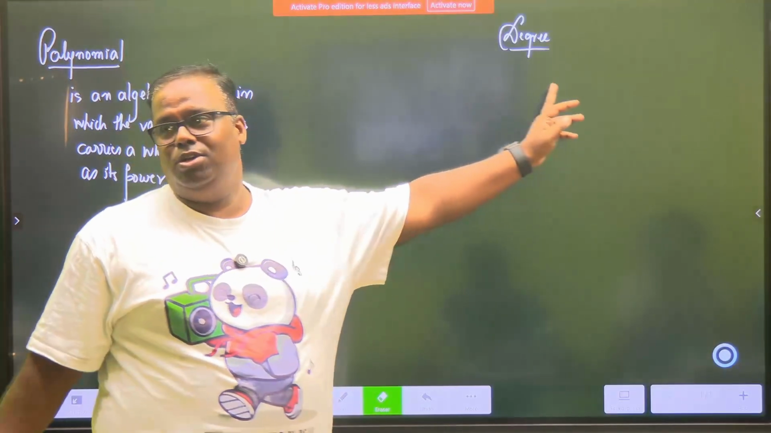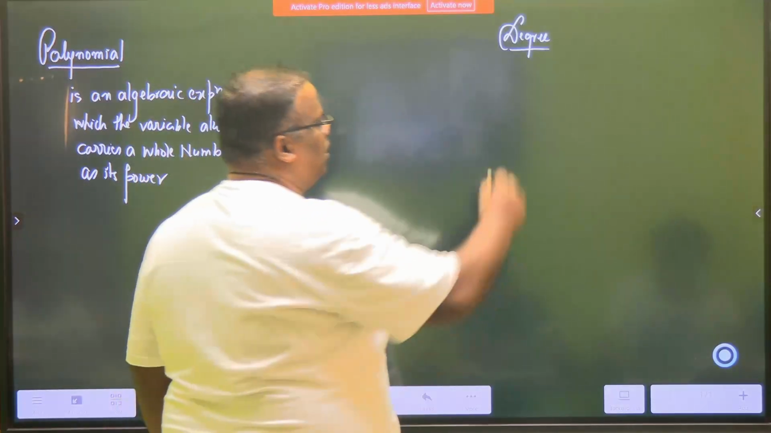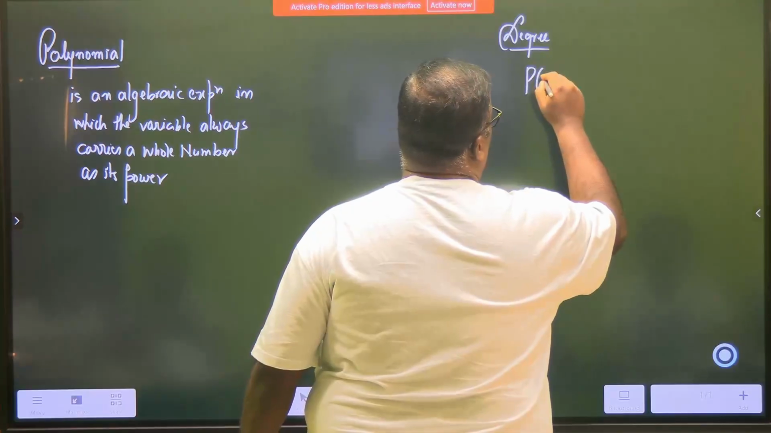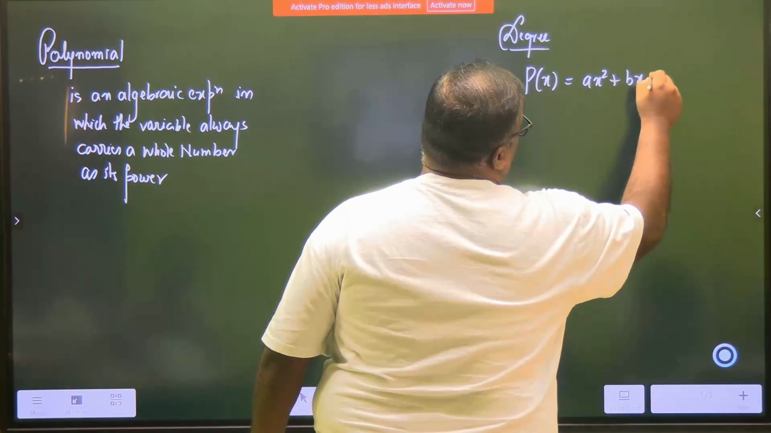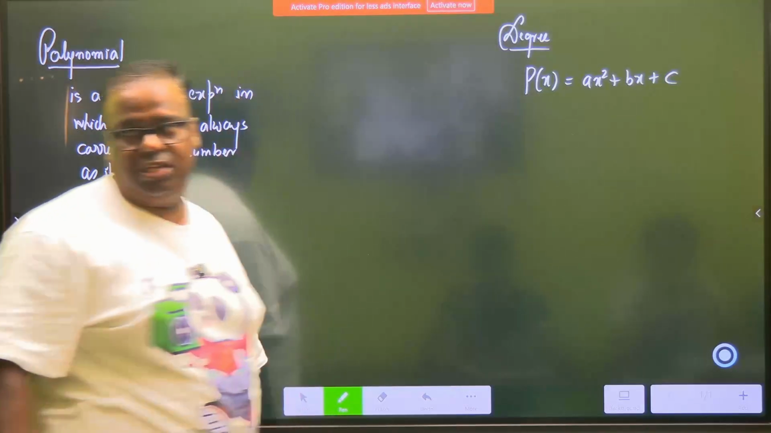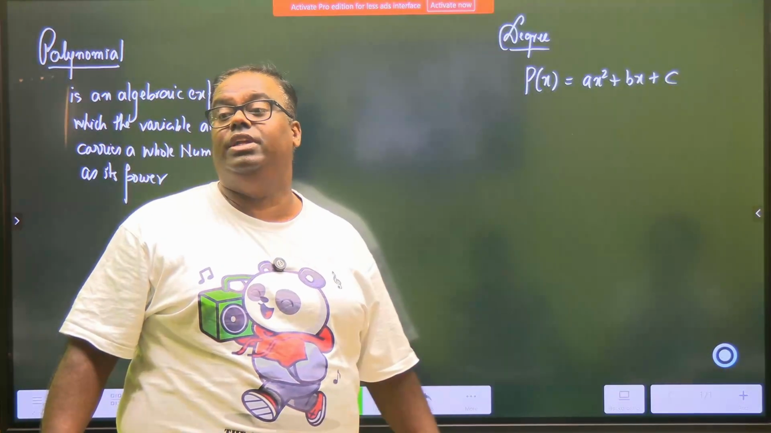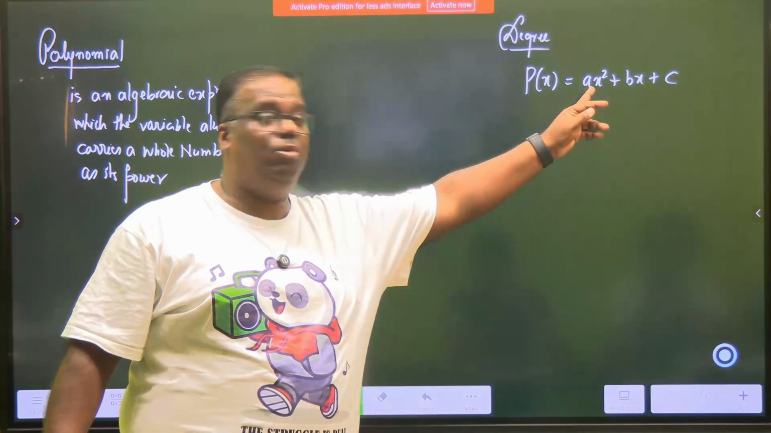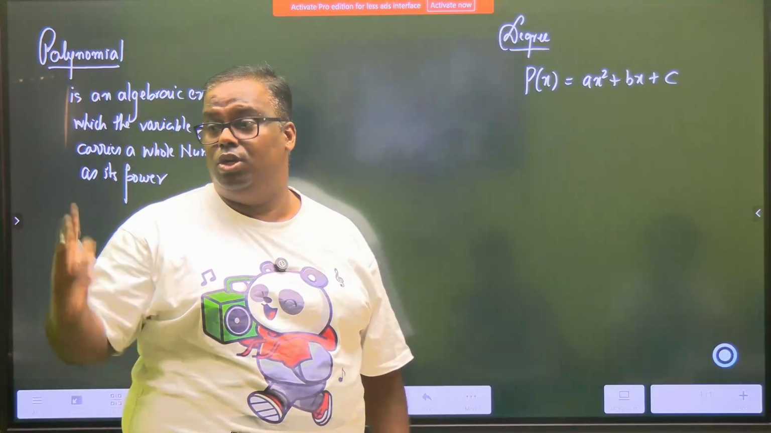Now we go to something called degree. Degree of a polynomial. Again, a grade 9 topic. Suppose I have a polynomial p of x represented by ax square plus bx plus c. The highest power of the variable is called the degree. What is the highest power here? 2 is the highest power. So the degree of this polynomial will be 2.